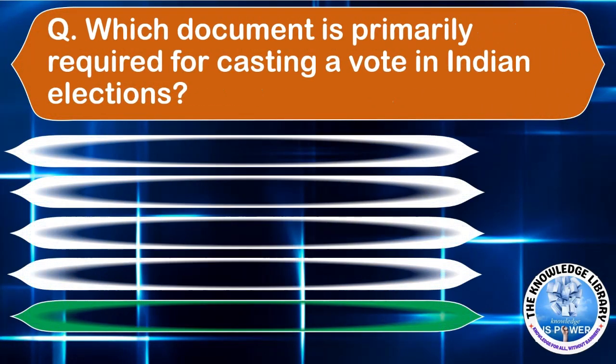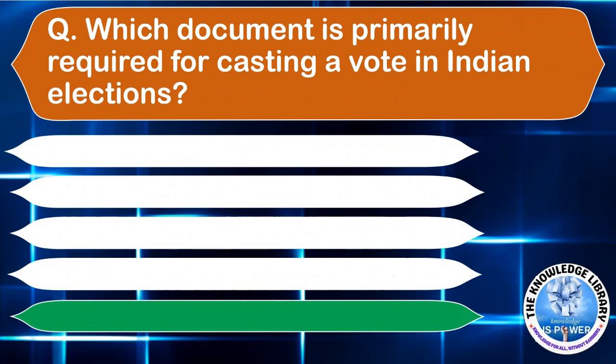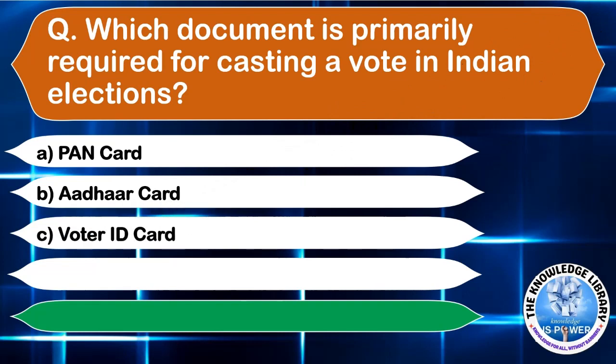Which document is primarily required for casting a vote in Indian election? Option A, PAN card. Option B, Aadhaar card. Option C, voter ID card. Or option D, passport. The correct answer is option C, voter ID card. Moving to the next question.